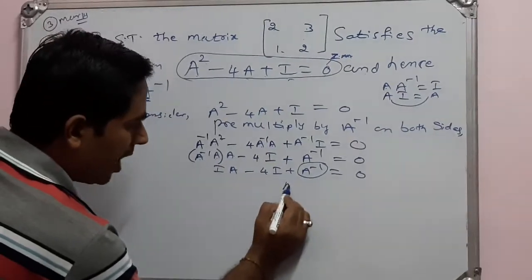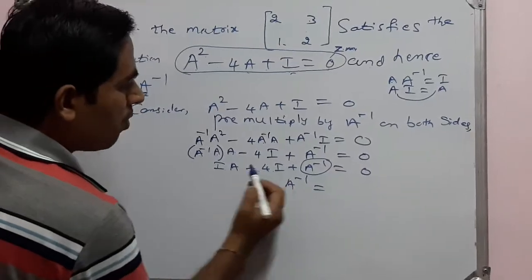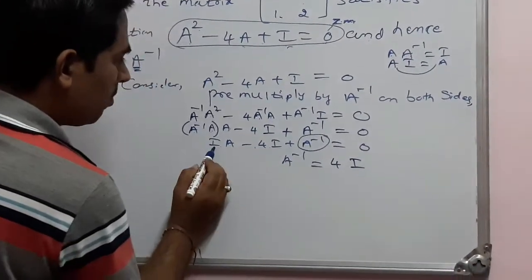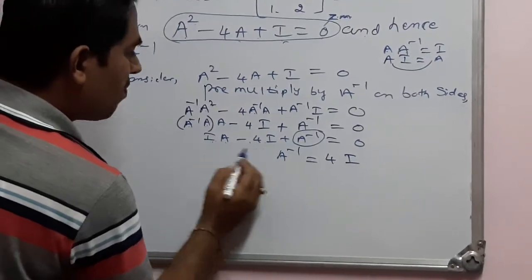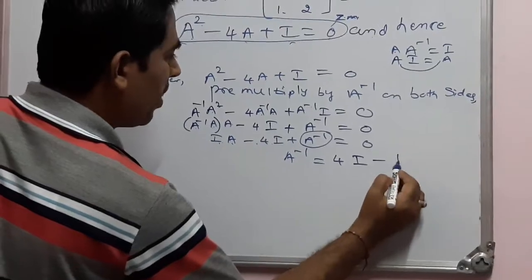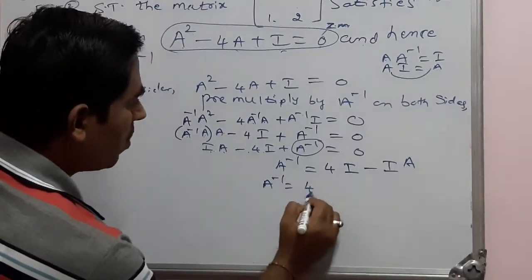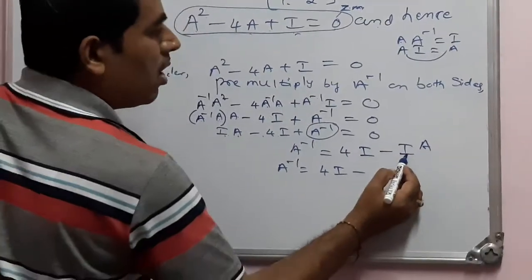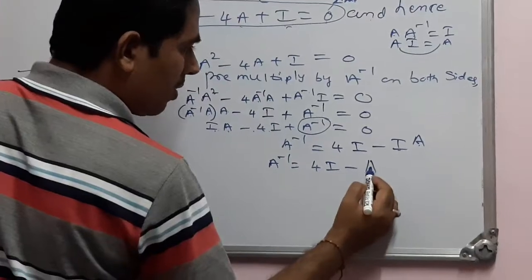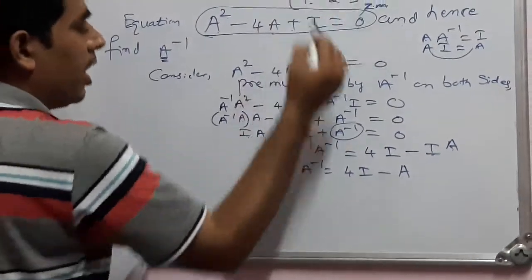So I will keep A inverse on the left hand side and shift these two terms to the right hand side. Minus 4I comes to the right hand side, I will get plus 4I. Then this I into A, the identity matrix into A, comes to the right hand side, that is minus I into A. Then A inverse is equal to 4I minus I into A, any matrix multiplied by the identity matrix gives back that matrix. So I into A will be A.